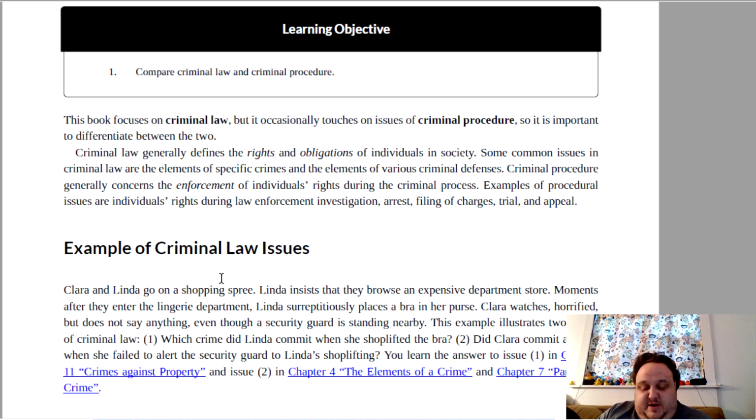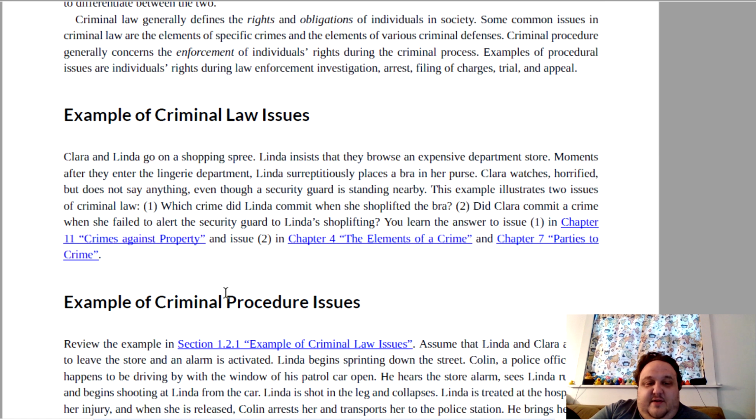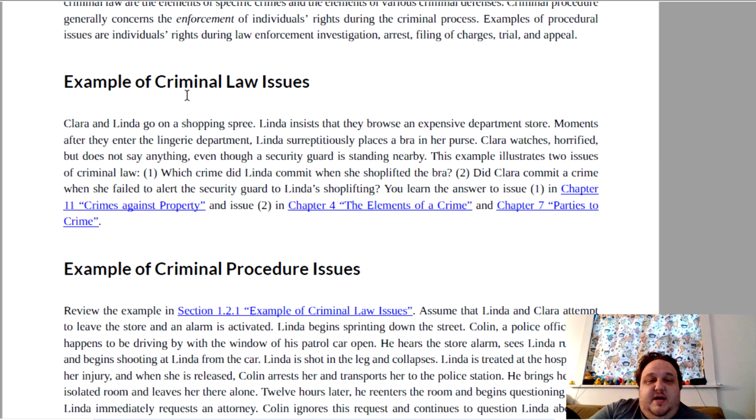And I really want to emphasize this example that they have in this chapter. It is fantastic and really highlights the difference. Criminal law defines the rights and obligations of individuals in society, whereas procedure is how they go through it. So, an issue of criminal law and an issue of criminal procedure, all related to the same example.